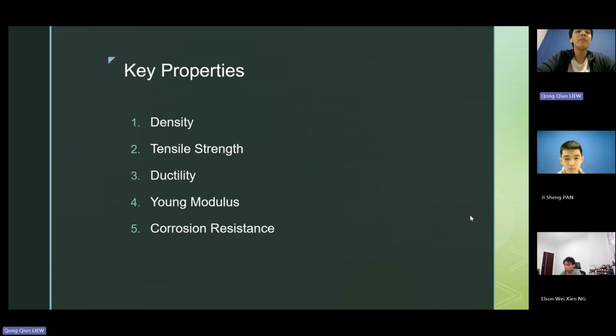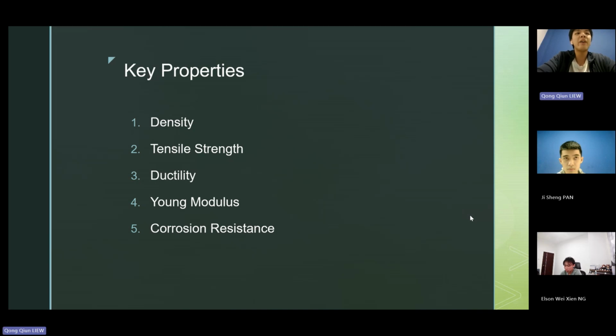The fourth property is the modulus of elasticity, also known as stiffness. This influences how the bike feels during riding. A higher modulus provides a more responsive frame with better power transfer, while a lower modulus allows more flex and comfort. Finally, corrosion resistance is important because mountain bikes are exposed to rain, mud, humidity, and sweat. A material with good corrosion resistance will maintain performance longer and reduce maintenance needs.